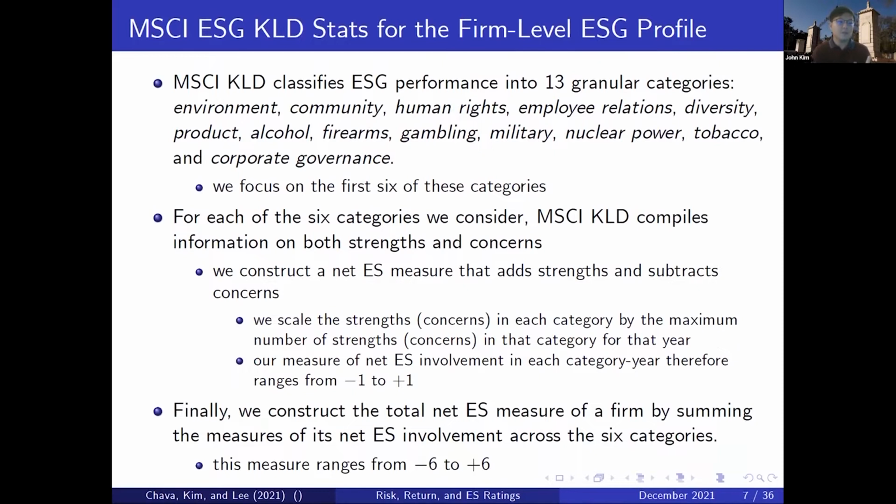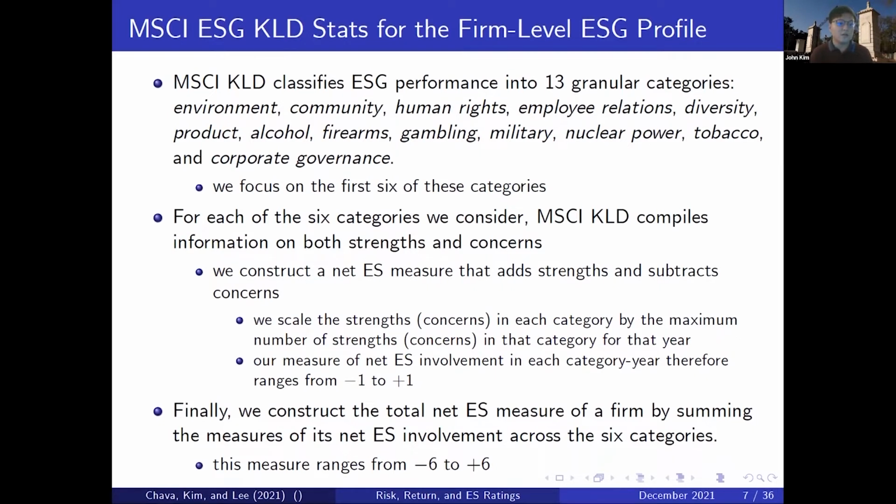So two key variables we need to define are the ESG and the downside risk. For ESG measures, we're going to use the standard MSCI ESG KLD stats database. Some of you might be aware that MSCI KLD classifies ESG performance into 13 granular categories: environment for E, community to product, the 6 categories represent the social, alcohol to tobacco represent the sinful industry. So these are industry fixed effects essentially. And then corporate governance for the G.